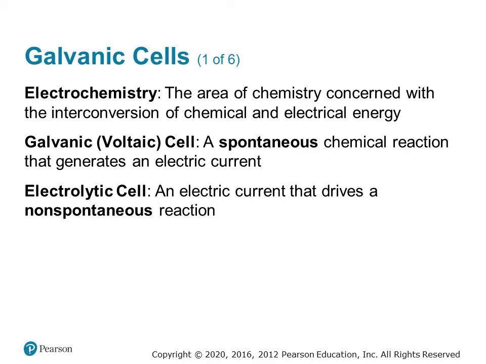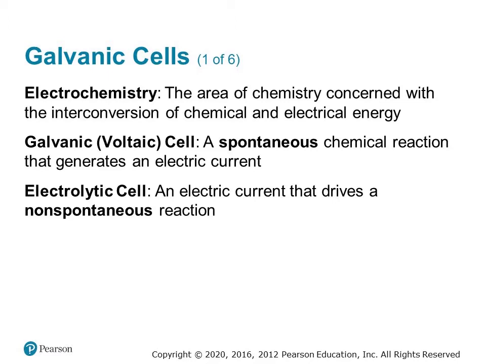Electrochemistry is the study of chemical reactions that interconvert chemical and electrical energy. This broadly encompasses two types of systems, galvanic or voltaic cells, and electrolytic cells. A galvanic cell, perhaps more commonly known as a voltaic cell, is a system in which a spontaneous chemical reaction is used to generate an electric current. An electrolytic cell is the opposite, a system in which a non-spontaneous reaction is driven by an applied electric current.